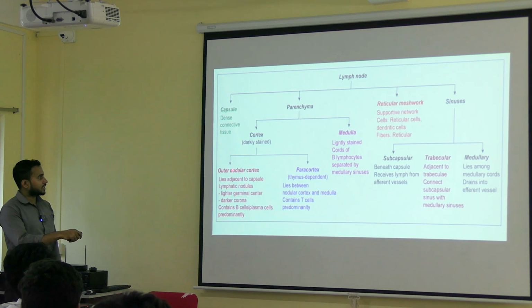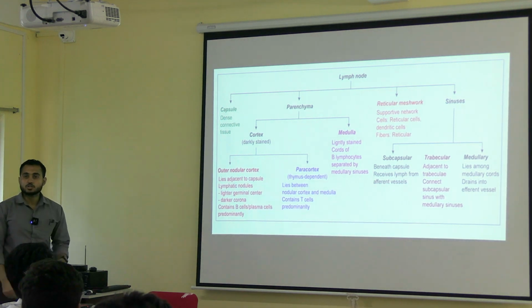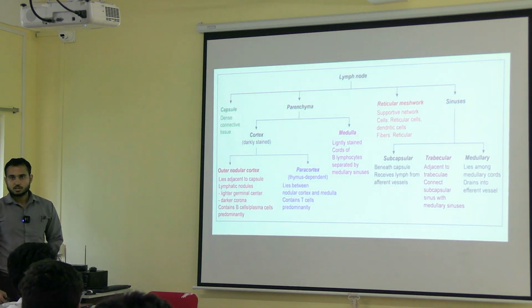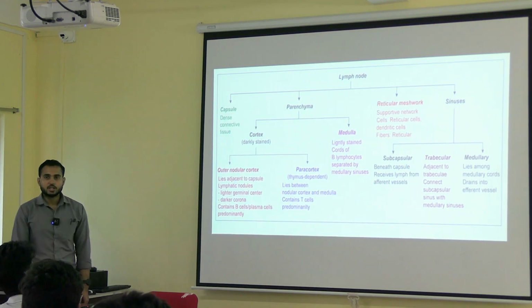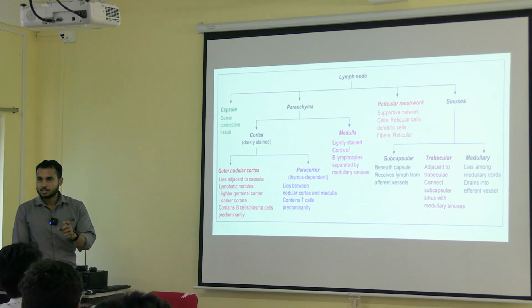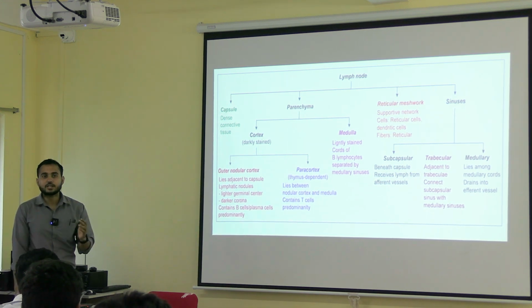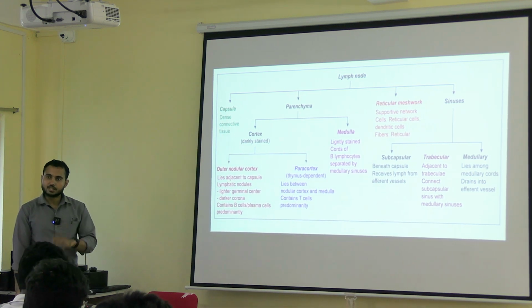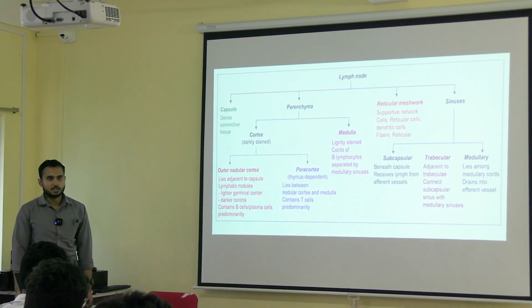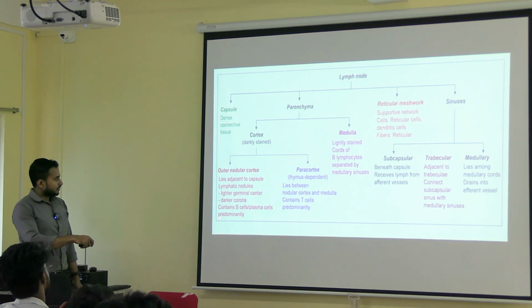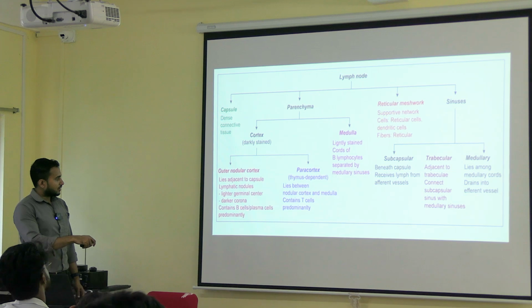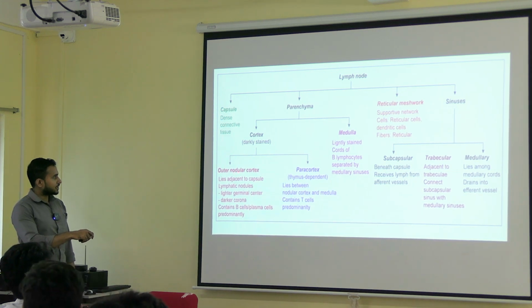Now, in case of outer cortex, what you will be getting? It is nodular in appearance. Why? Because of the presence of lymphatic nodules. Okay. The lymphatic nodules are present in the outer cortex. That's why it is nodular in appearance. And in some cases germinal center will be there, in some cases germinal center will be not there. Okay, and you can see B lymphocytes are present in the outer cortex.